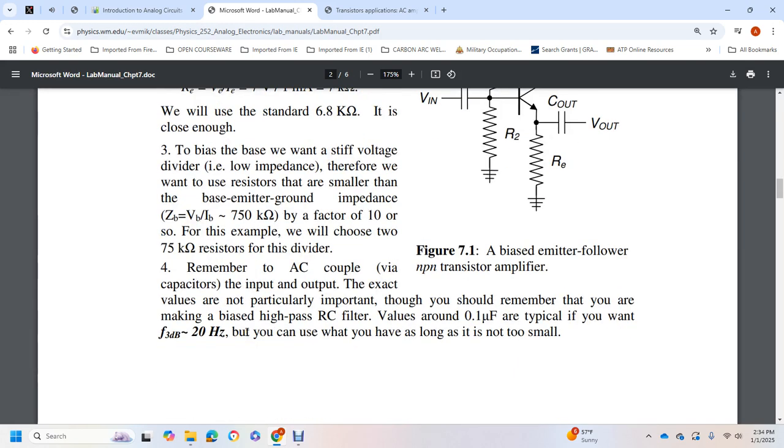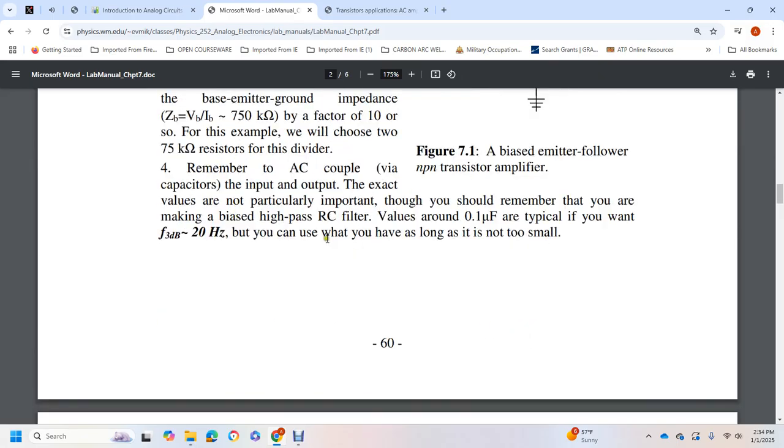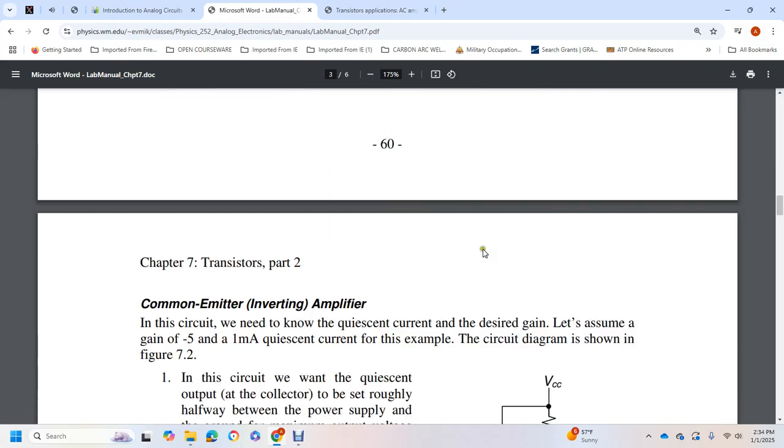Remember the AC coupling with the input and output capacitors. The exact value is not particularly important, though you should remember that you are making a bias high-pass RC filter. Values around 0.1 microfarads are typical, with a 3 decibel frequency of 20 hertz, but you can use what you have as long as it's not too small.